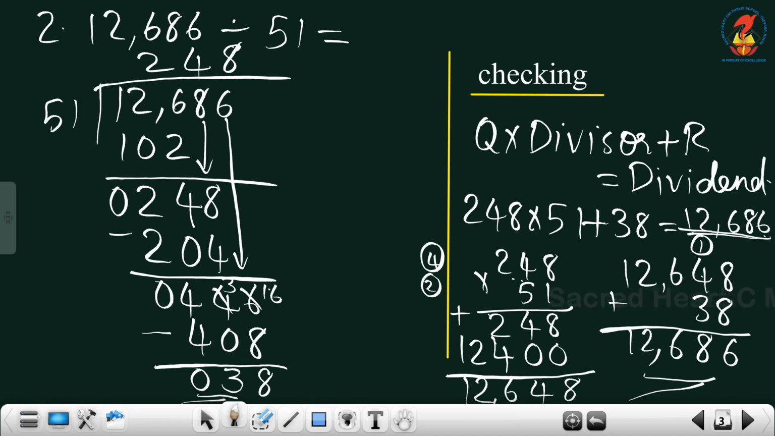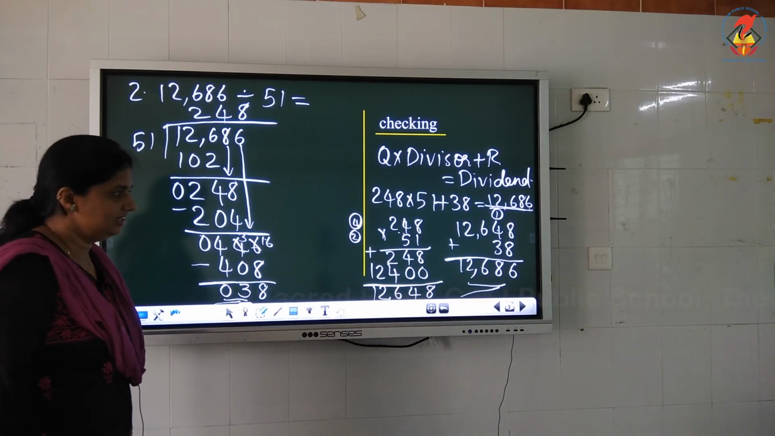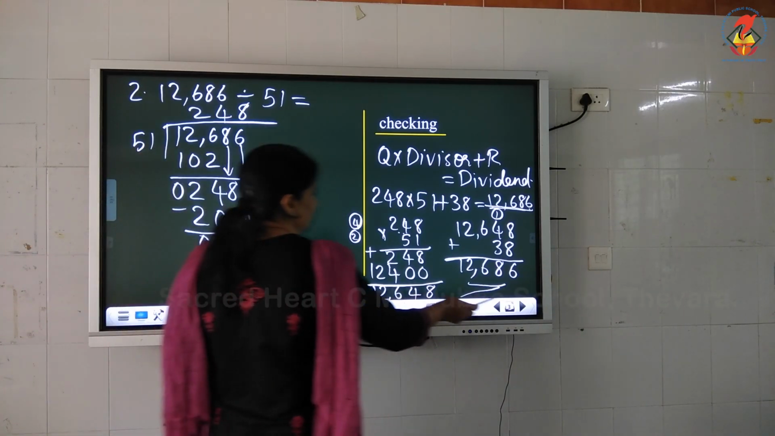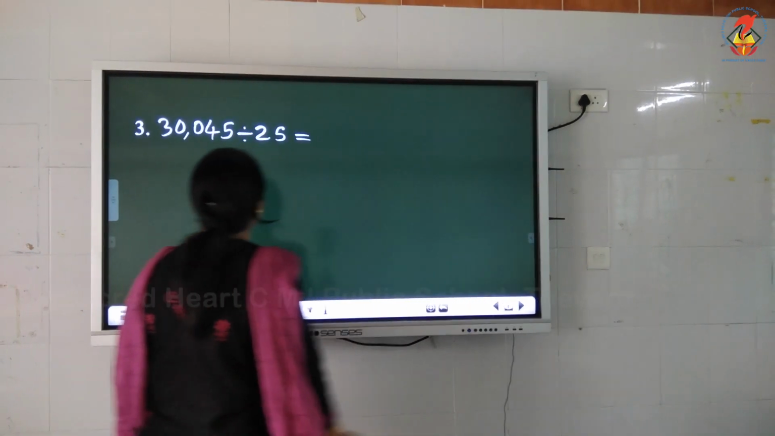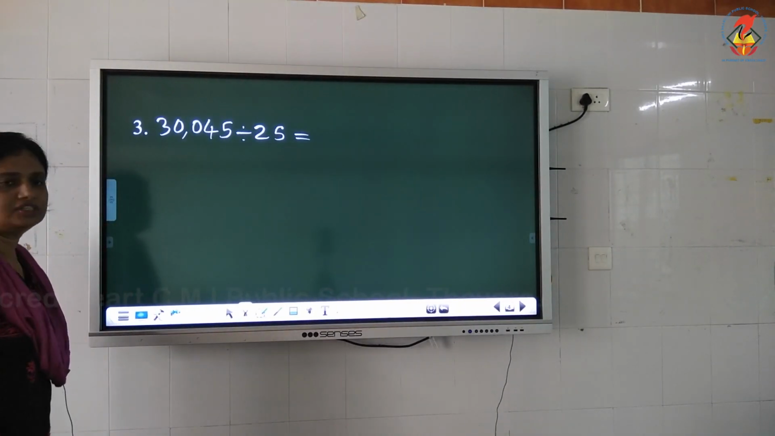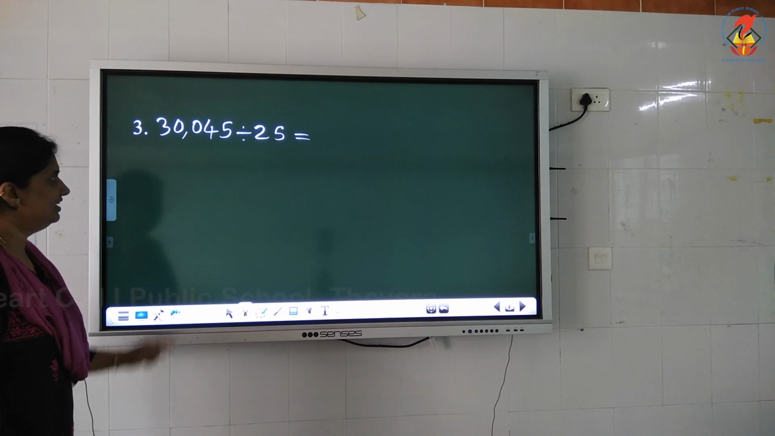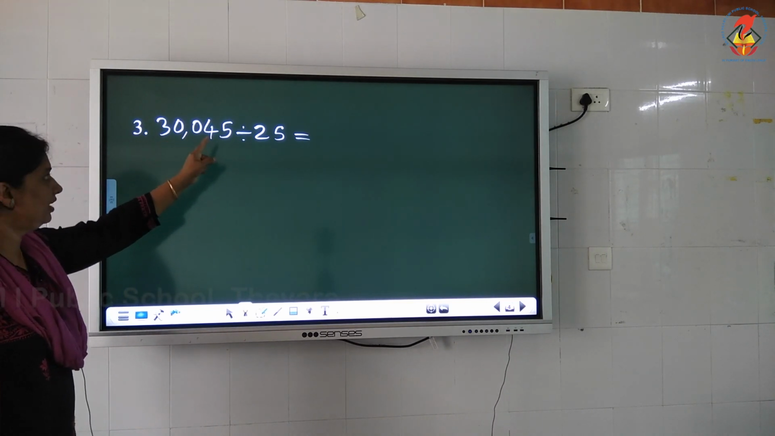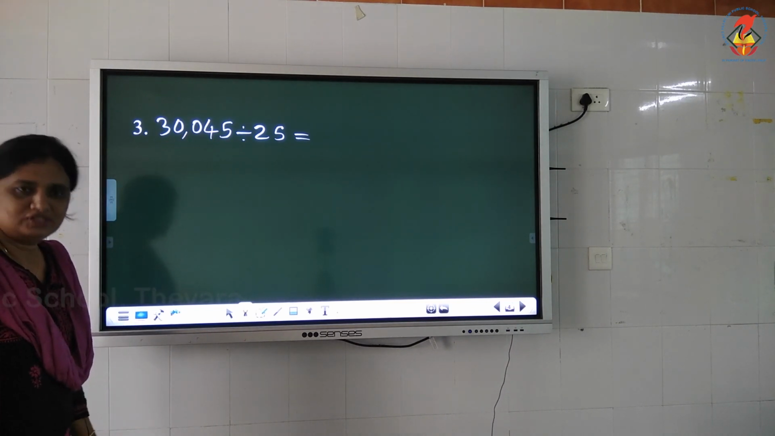12,686. That is what? Dividend. Is it clear, children? Okay. Then next one, 30,045 divided by what? 25.